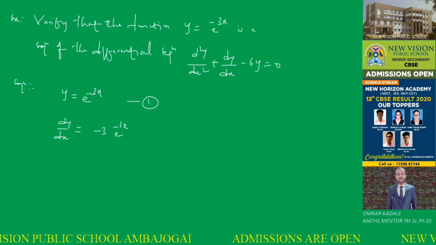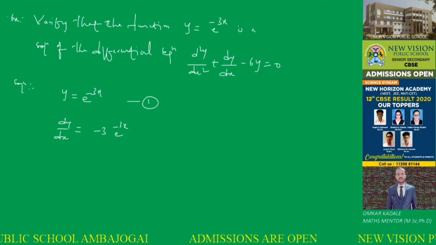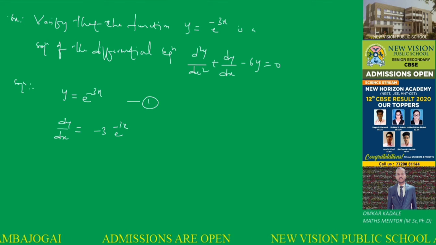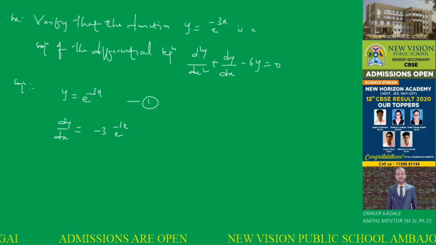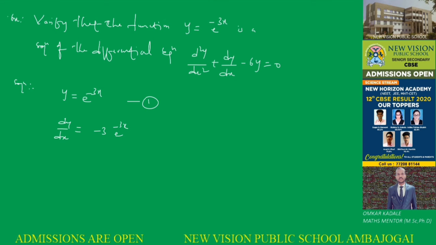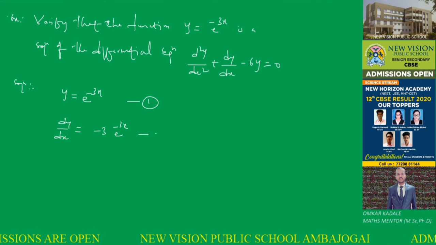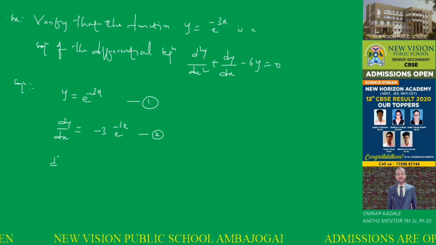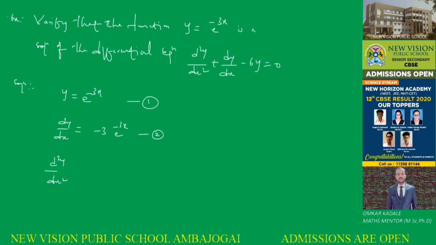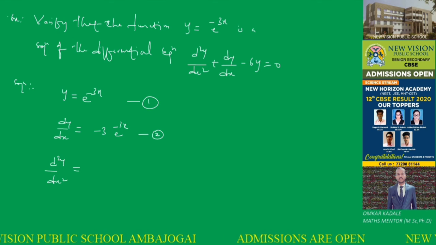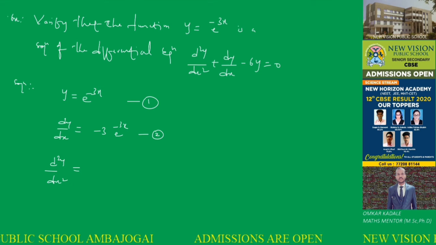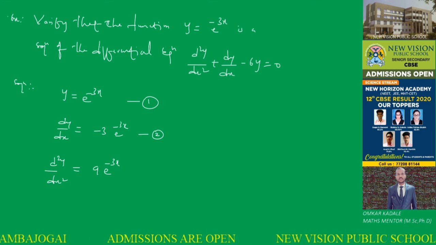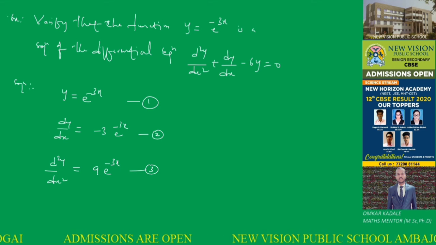Already you know well, the differentiation of e to the power of x is e to the power of x only. The constant term there, the coefficient, that is nothing but minus 3, which comes to the front, that is minus 3 e to the power of minus 3x. Take it as equation 2. And d2y upon dx square, next, third one, d2y upon dx square. Again, minus 3 comes out, it becomes minus minus plus, 3 3 is 9 e to the power of minus 3x. Take it as equation 3.